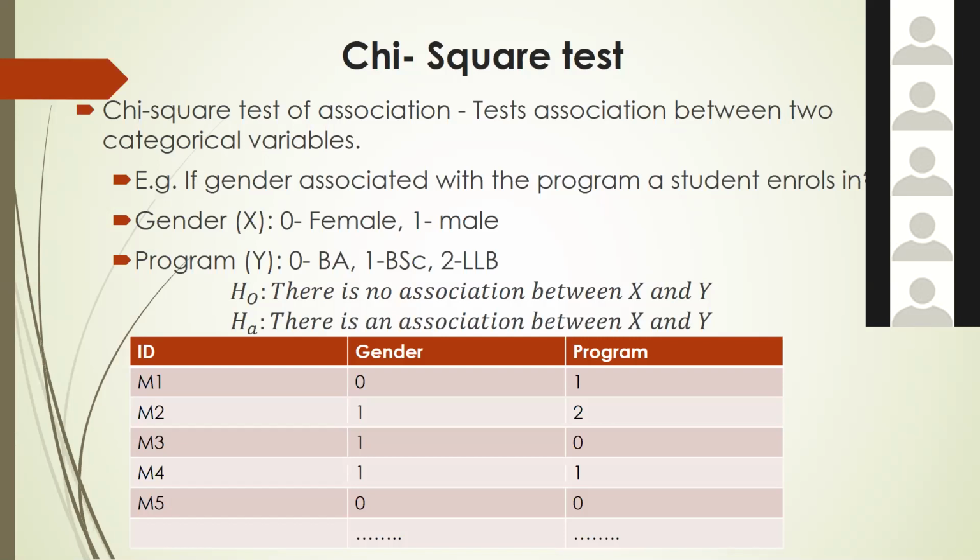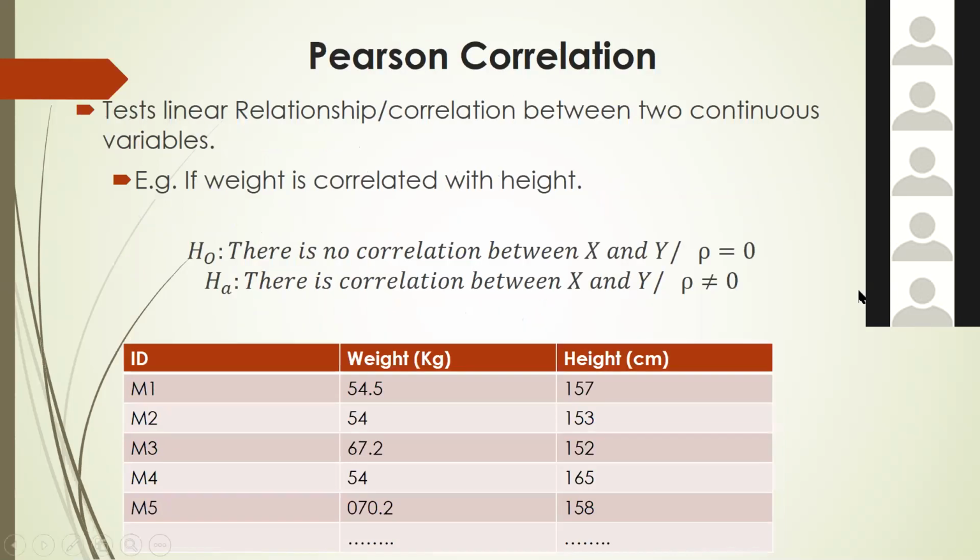The next test that we'll look at is the Pearson correlation test. The chi-square test was looking at a relationship between two variables that are both categorical in nature, while the Pearson correlation test is looking at a linear relationship between two variables that are continuous, all right? An example would be when you want to check if weight is correlated with height, or there is an association, a linear relationship between weight and height.